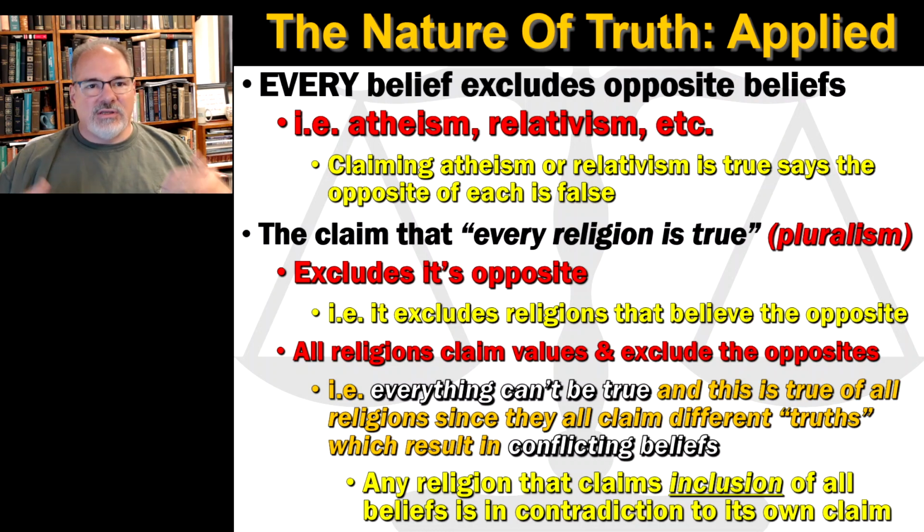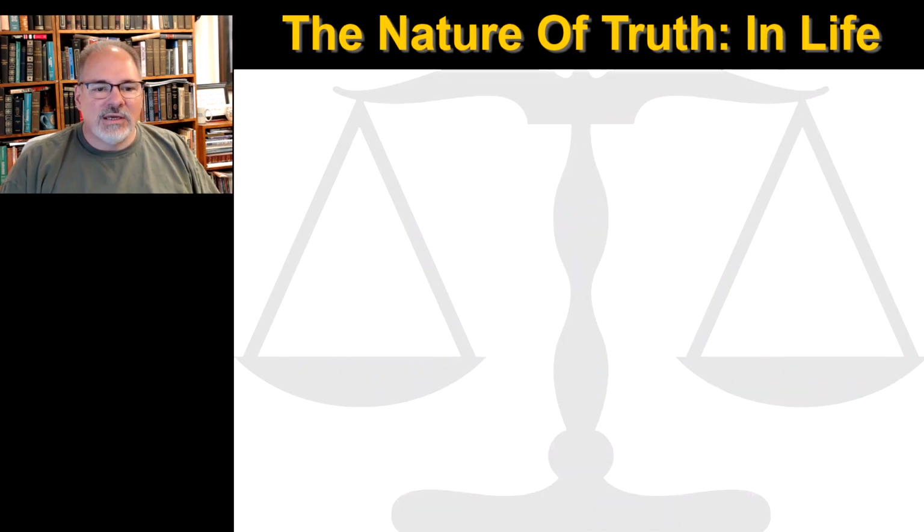So now, you have these universalists and all that. They say, oh no, every belief is true. We include everybody. Well, you know what? They're excluding all the people that say that every belief isn't true. In other words, they're violating their own claim by saying they're including everybody. They're actually excluding people that believe differently or hold a different position than them. People don't just seem to grasp the simple nature of this. The nature of truth in life.